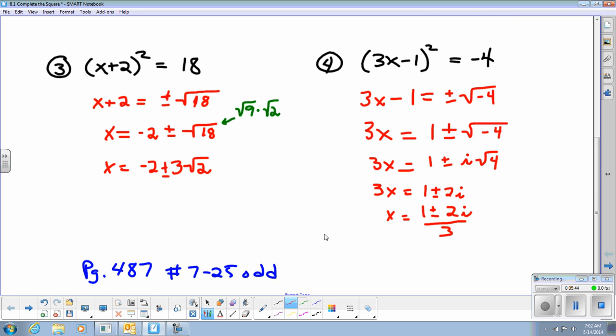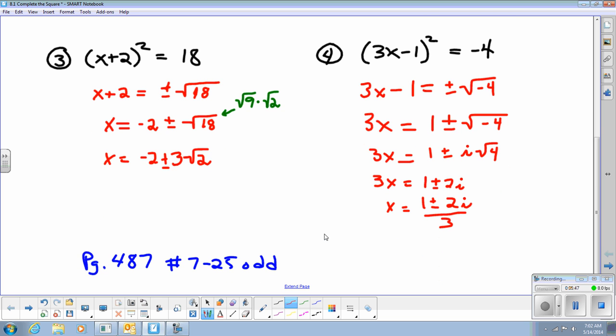Here's what I'd like for you to work on. Page 487. Numbers 7 through 25 odd is what I'd like for you to do. The reason I'm giving you odd numbers again is so you can check your answers. So please make sure that you do that. Turn that in when you get done. All right, let me know how I can help you as you're working.